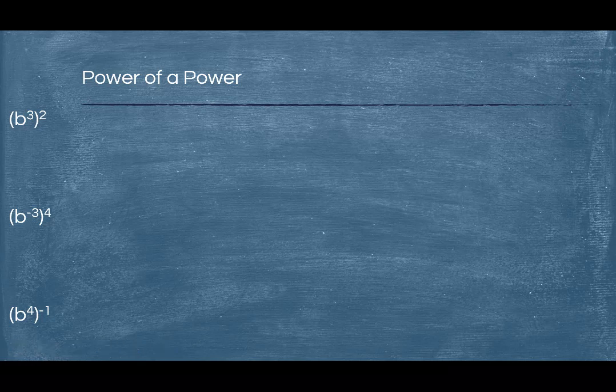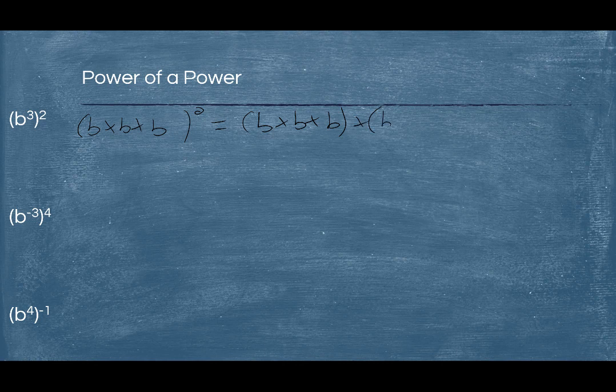The power of a power, the same sort of thing. So b to the power of 3, if I expand that, it's going to be b times b times b. And then squared means that I have to have 2 of those sets. So b times b times b times b times b times b. How many of them are there now? 1, 2, 3, 4, 5, 6. It equals b to the power of 6. How did we get that 6? 3 times 2. You multiply it when it's outside the brackets like that.